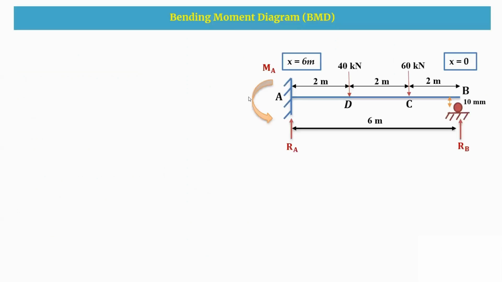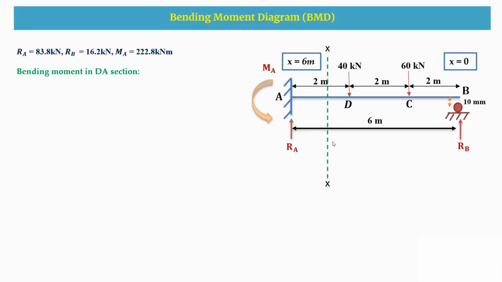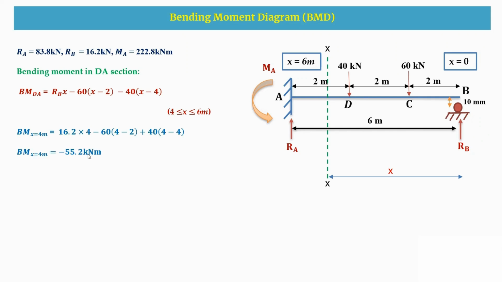In the next slide, we are going to cut the section in the DA portion, which is at X distance. Now the limits are 4 to 6. My bending moment equation is RB into X, which is positive, minus 60 into X minus this distance, and minus 40 into X minus 4, that is this distance. So this is the equation I have written. Now at X equal to 4, I'm getting bending moment value to be minus 55.2 kilonewton meter. And at X equal to 6, I'm getting negative 222.8 kilonewton meter.